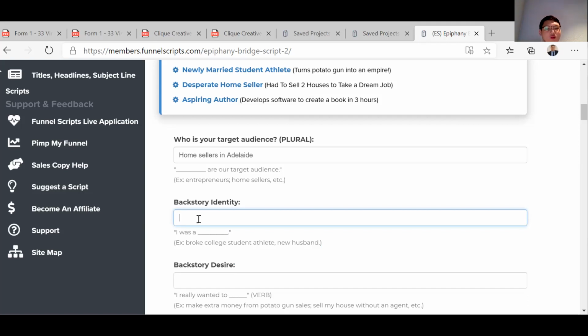I don't know. You can just write down you are a real estate agent. I'm a real estate agent. You can get started, and then you can find out more and more, maybe go back and tweak it again. So I was a real estate agent.